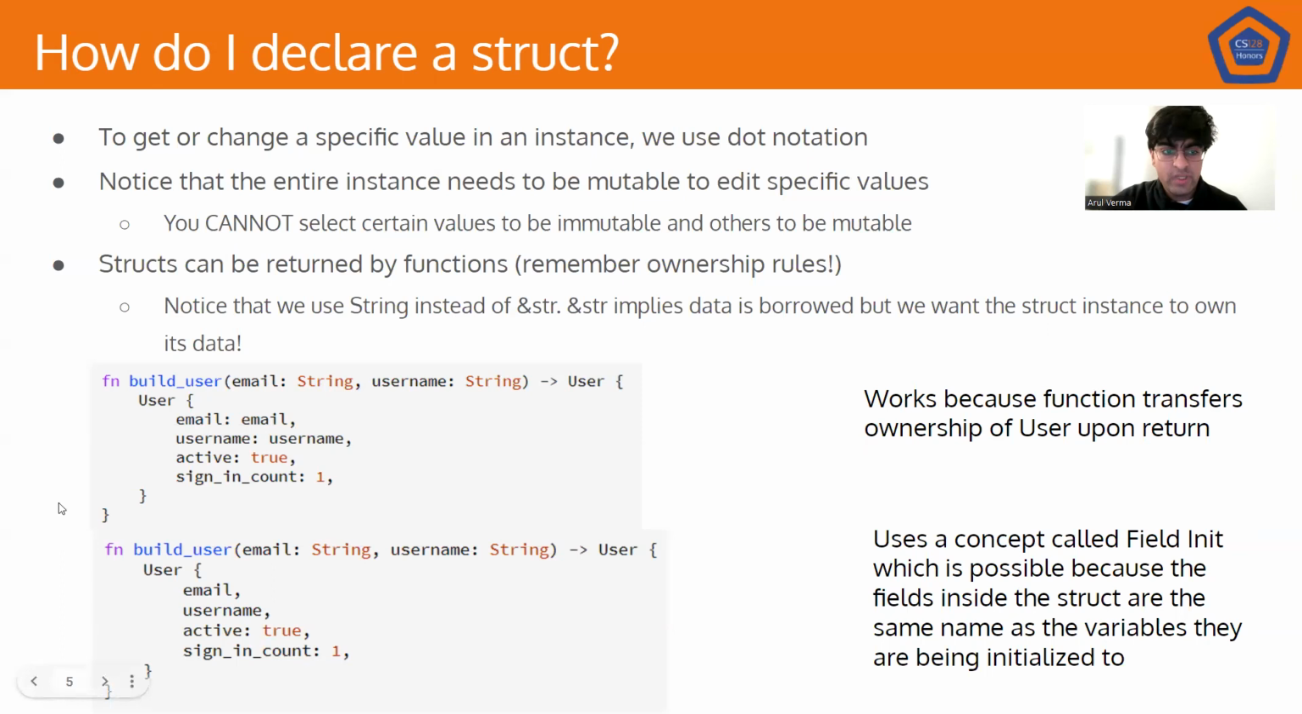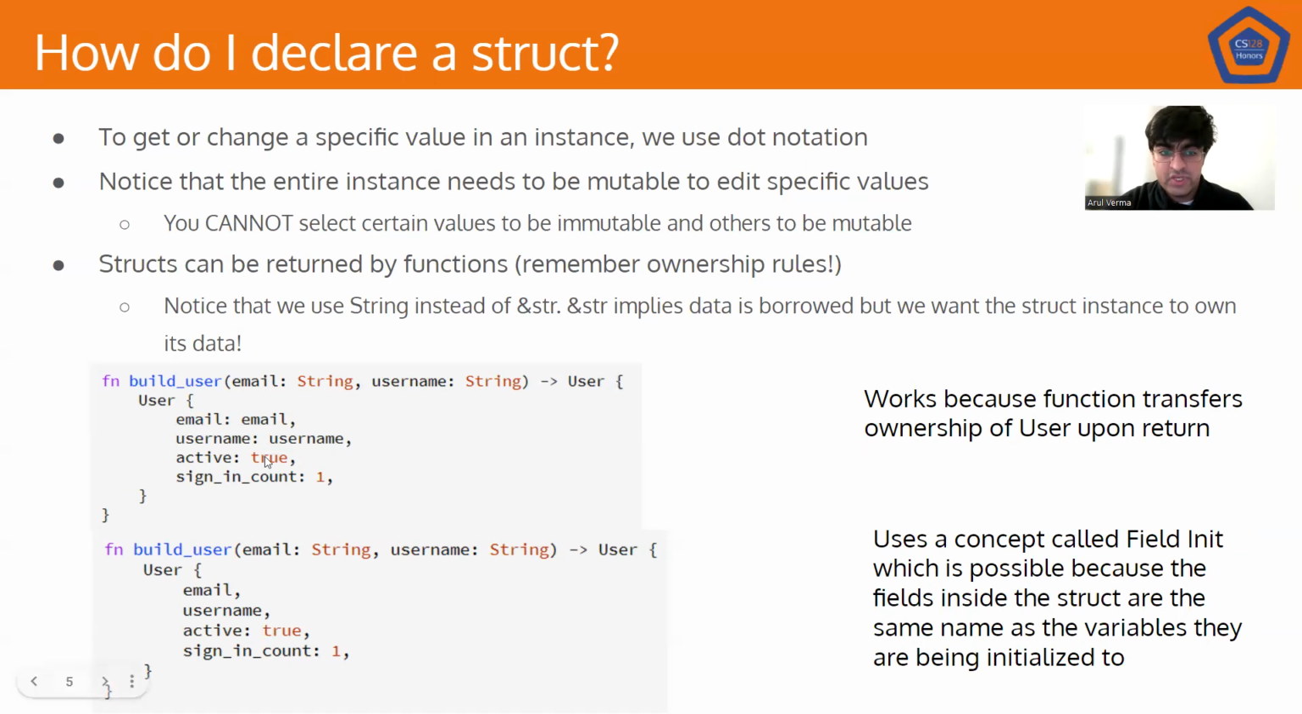So in this case, we can see we have our User below. And we can see that email is a String with a capital S, spelled out, instead of ampersand str. And username is also a String. This is because the user has to own all of its data here. So here we have two instances of our implementation of a function that returns User. And there is some interesting context here that's worth talking about. We can see in the first one, we have user declared.